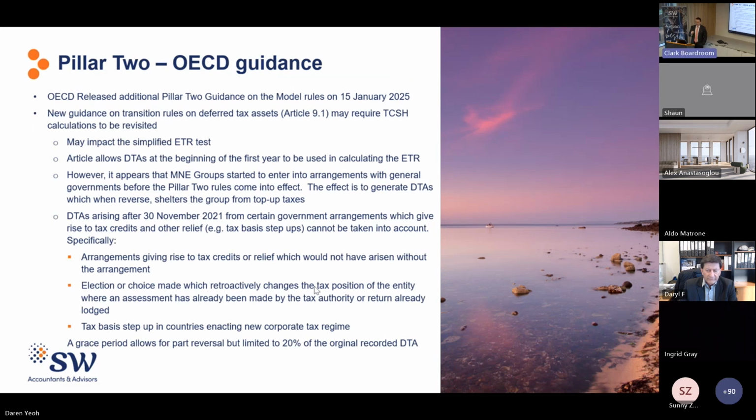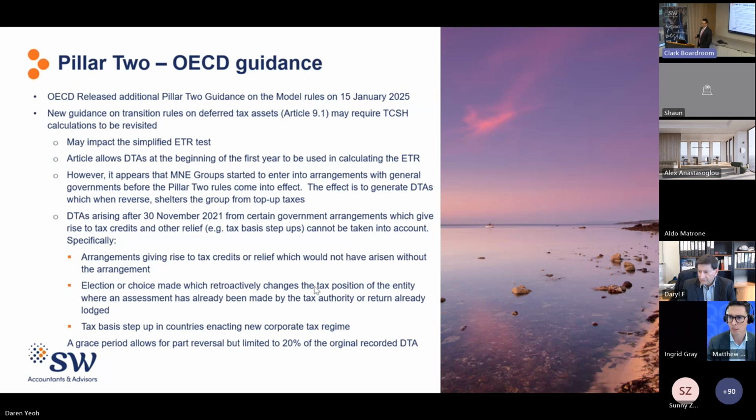As an update, on 15 January 2025, OECD released further guidance on Pillar 2. The most important aspect of this guidance relates to deferred tax assets, particularly Article 9.1 of the rules. Now, to set things into context, Article 9.1 allows you to recognize a deferred tax asset at the beginning of the year. Now, you know what happens to a deferred tax asset when it reverses? It goes into income tax expense, right? So it debits income tax expense, your effective tax rate goes up.